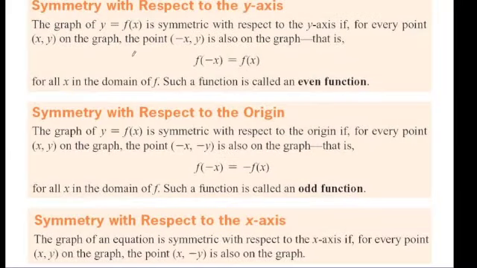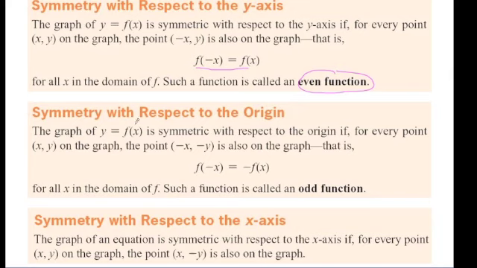Those same rules help us check symmetry with respect to the y-axis. The graph of y equals f of x is symmetric with respect to the y-axis if, for every point (x, y) on the graph, the point (negative x, y) is also on the graph. So f of negative x equals f of x for all x in the domain. Such a function is called an even function if f of negative x is the same as f of x.